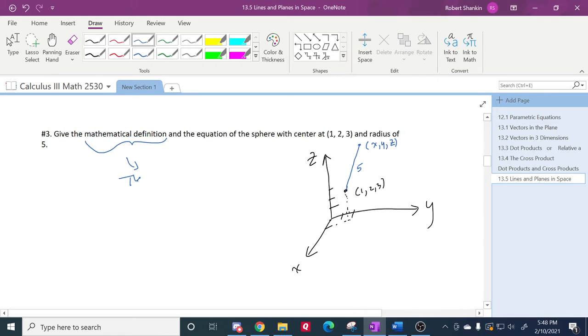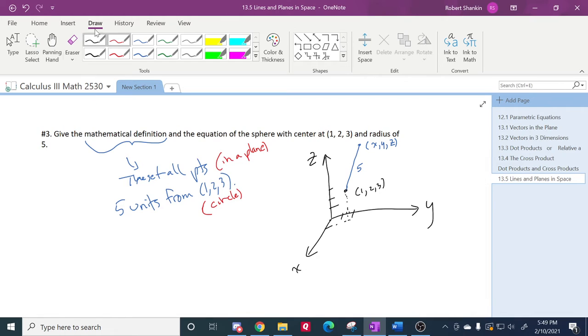The set of all points 5 units from the point 1, 2, 3. That's the mathematical definition of this sphere. And if you put it in a plane, then you would have not a sphere but a circle. Right.